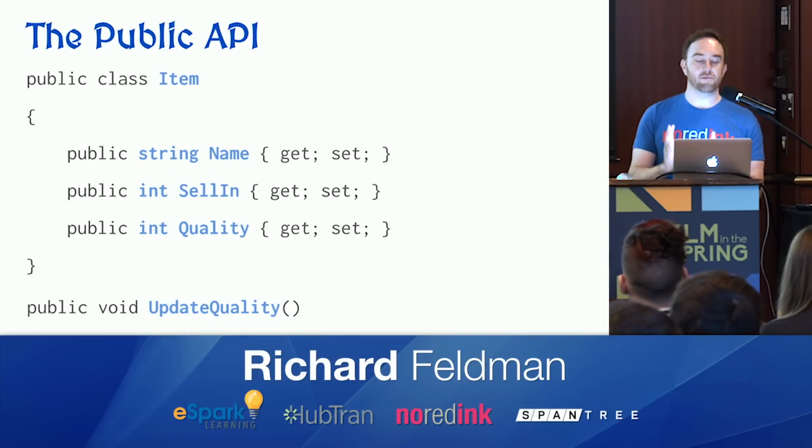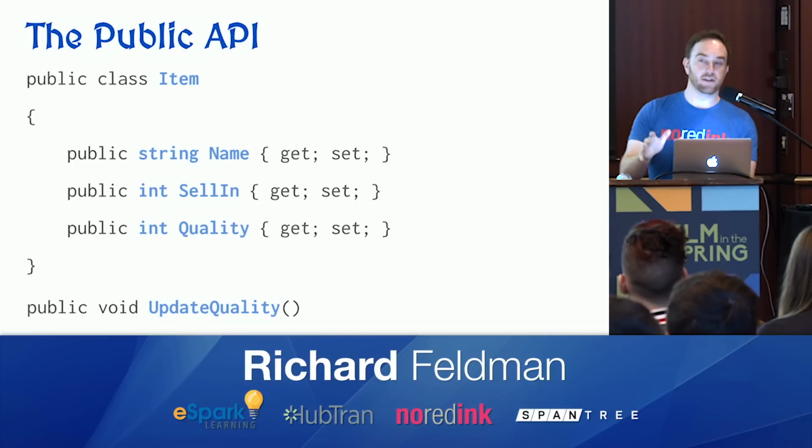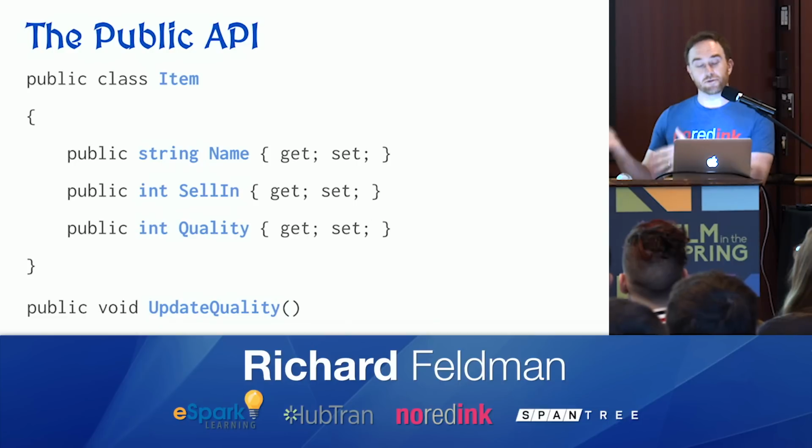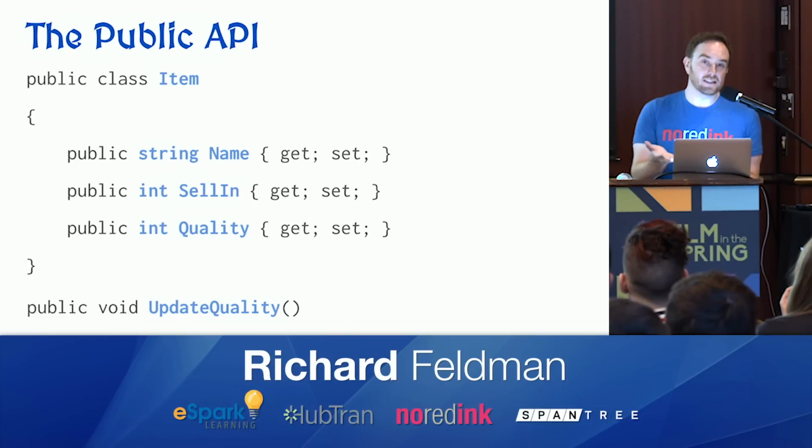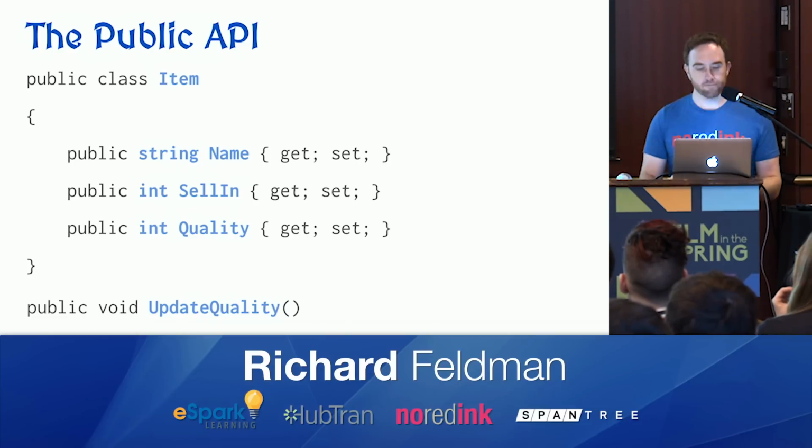and then the one public API that you have to update all of these is this update quality function that just takes all of them and updates all of them. So this is the public API, and when we're making the Elm translation of this, we're going to have basically the same kind of public API for it.